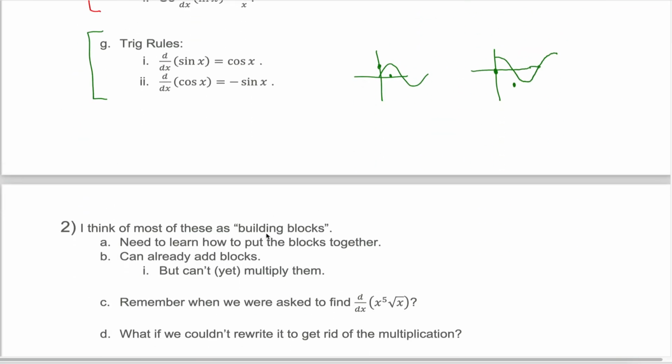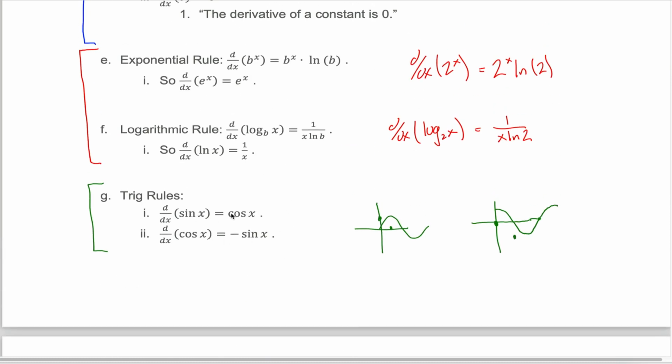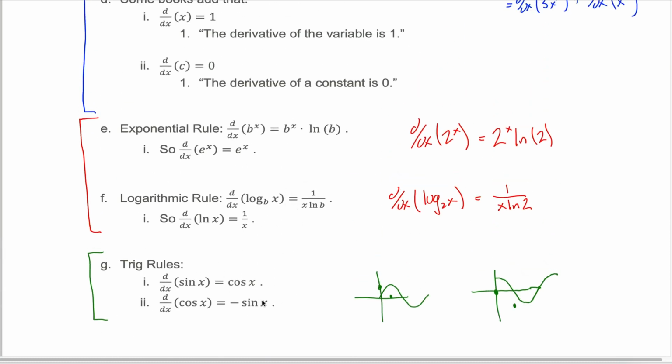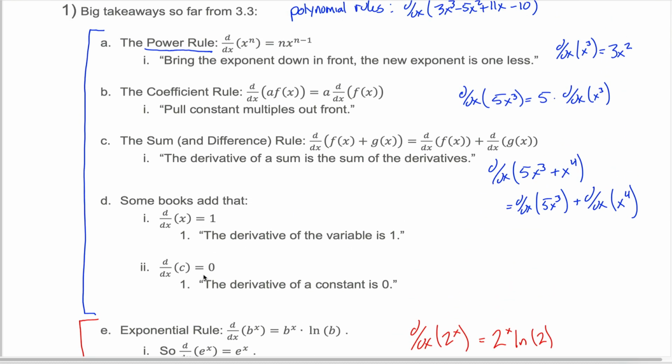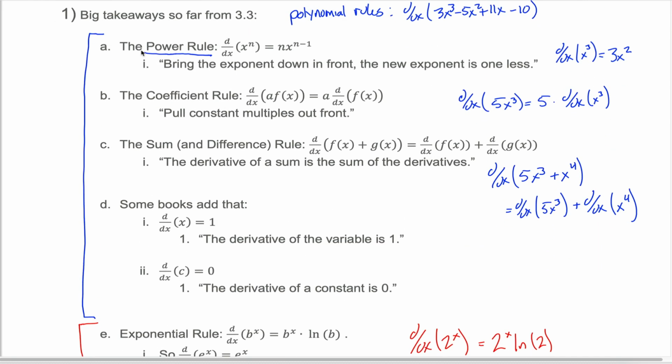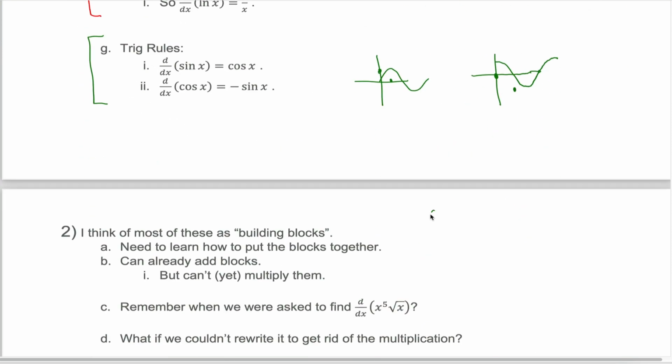I think of most of them as building blocks, meaning we're going to learn the derivatives of lots of different functions like sine or cosine or log base 2 or e to the x, constants, variables, power functions using the power rule. We're going to learn all these kind of simple building block functions, and then we're going to learn how to kind of put them together using rules like the coefficient rule and the sum and difference rule. So it would look kind of weird, but if I asked you to take the derivative of, I don't know, e to the x minus 2 times sine of x, you could figure that out.